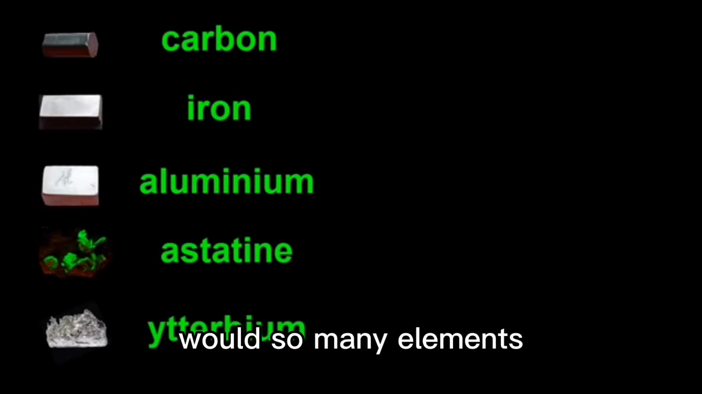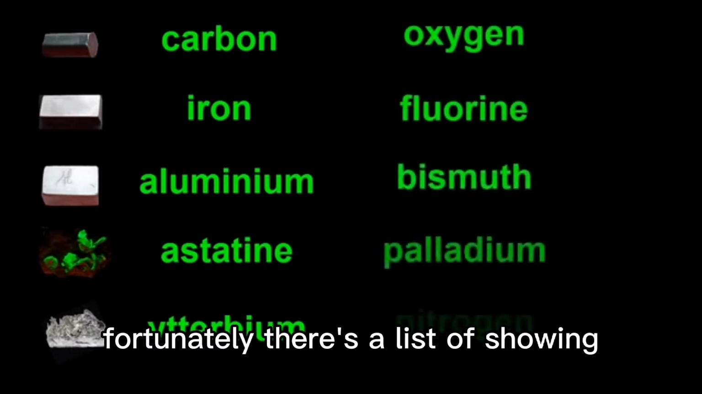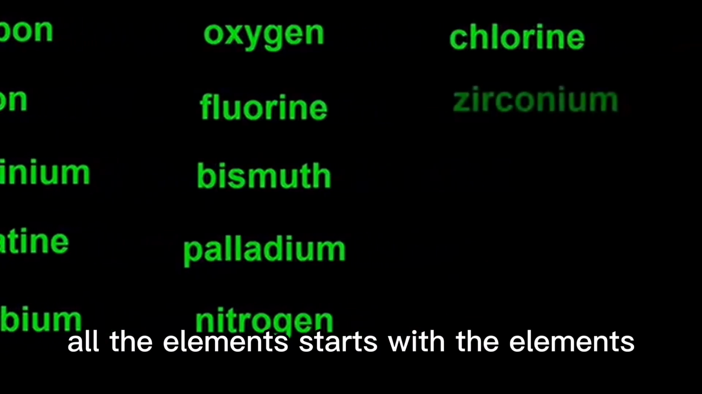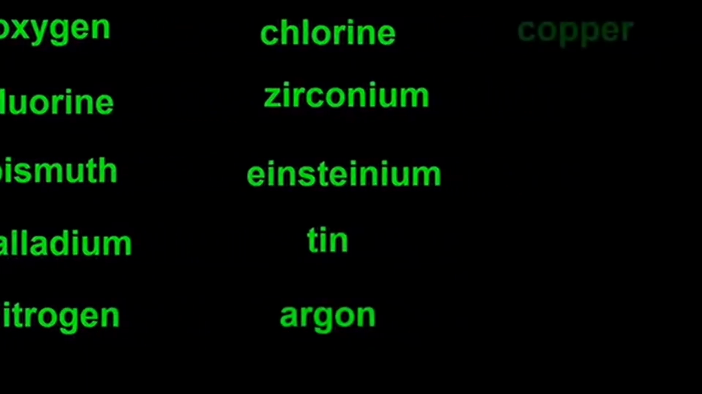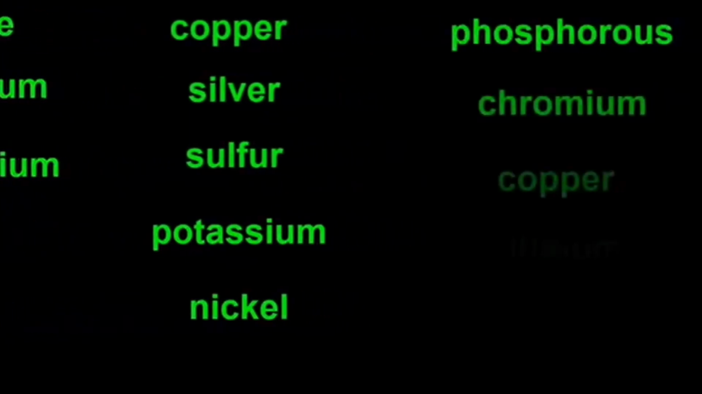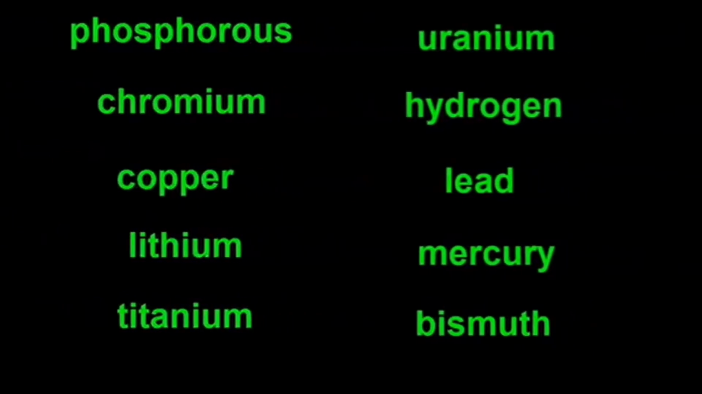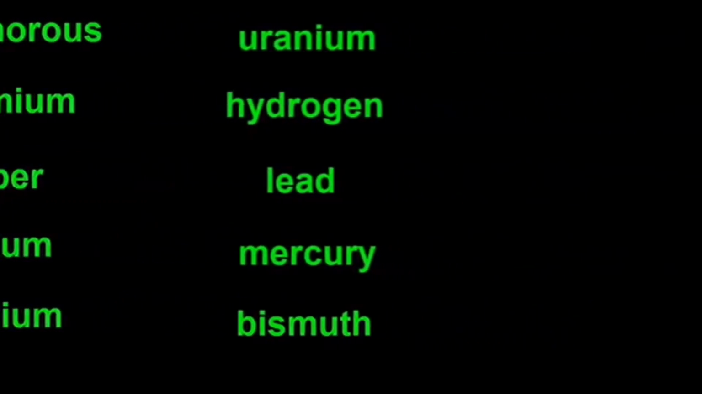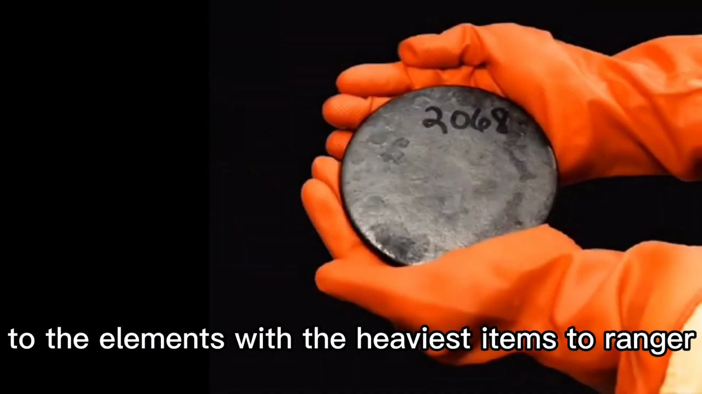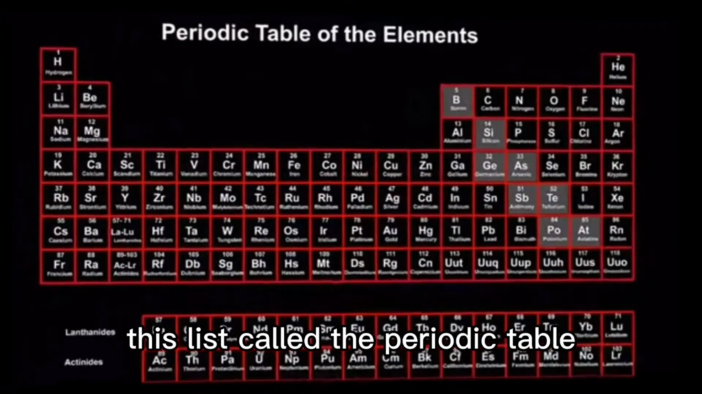With so many elements, there are a lot of names to remember. Fortunately, there's a list showing all the elements. It starts with the lightest atom, hydrogen, and goes to the element with the heaviest atoms, uranium. This list is called the periodic table.